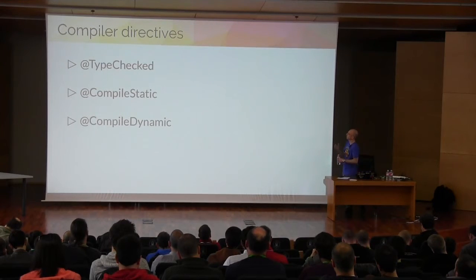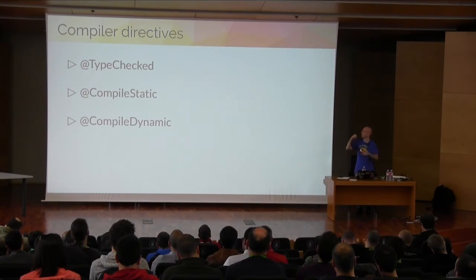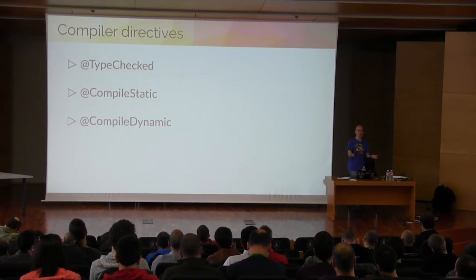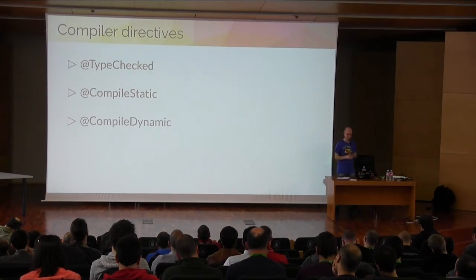And then with @CompileDynamic, you can disable this static compilation. Imagine that you have a class and you annotate the class with @CompileStatic, but you have one method that is dynamic. So you can just annotate this one method with the @CompileDynamic annotation, and you're done.